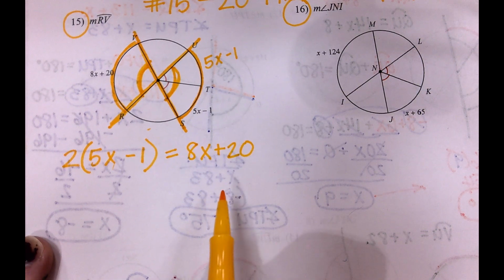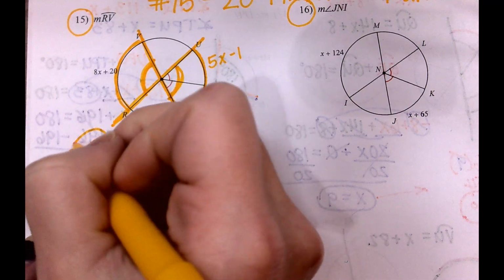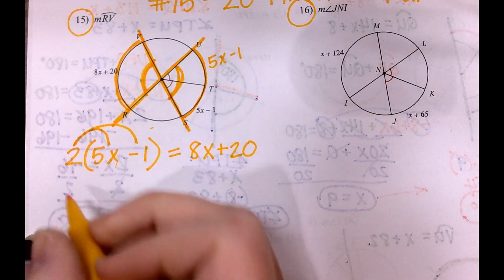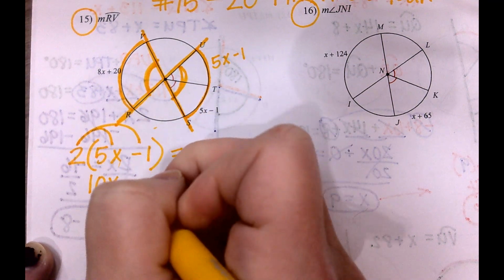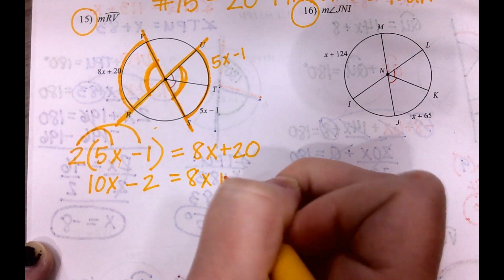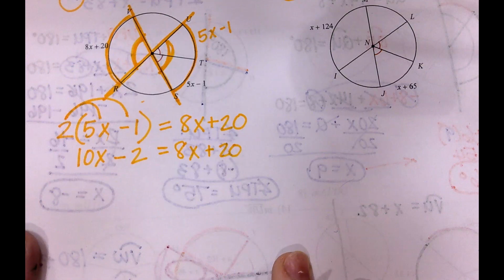Okay. At this step, we're going to distribute that 2. 2 times 5x is 10x. 2 times that minus 1 gives us minus 2, and we'll bring everything down, 8x plus 20. Where would I go from here?